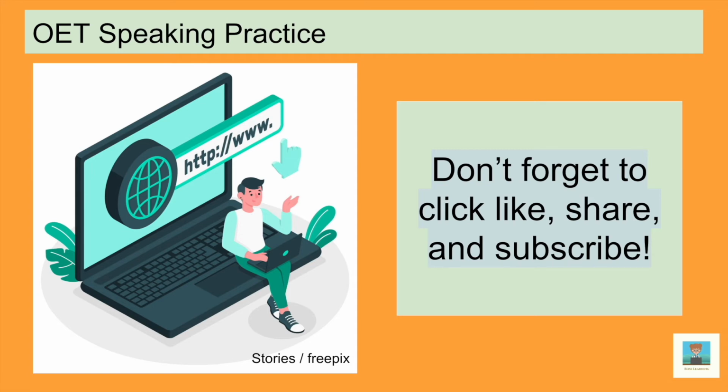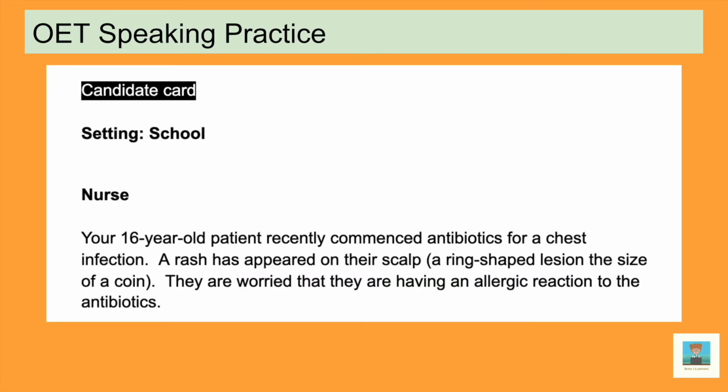Okay then, back to the role play card then. What we're going to do is take a look at a typical OET role play all about ringworm and look at the things you should be doing in your 3 minutes preparation time. After that, we'll look at some phrases that you can use. So here we go. This is a speaking practice card.